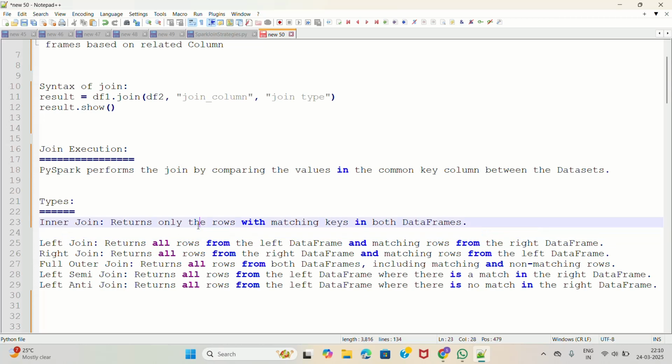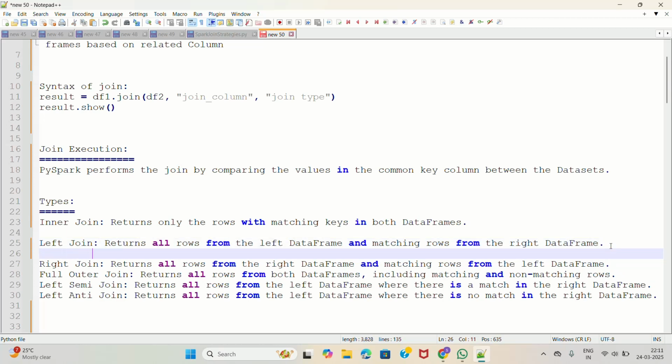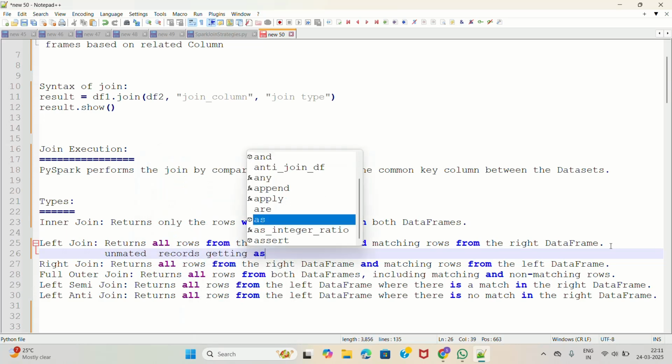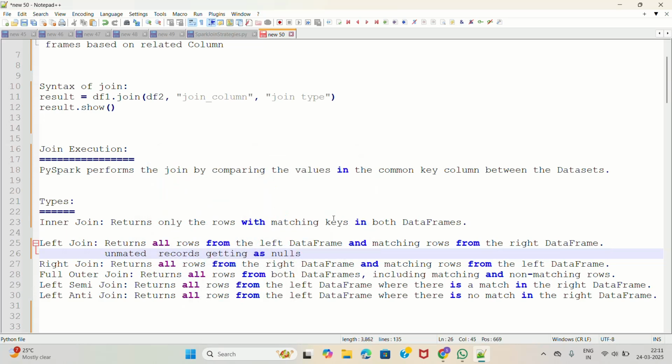Okay, and then after that, if you talk about left join, it returns all the rows from the left data frame and the matching rows from the right table. See here, it will fetch all the matching records from the left table along with matching records from the right table. Then what about the unmatched records here? The unmatched records we are getting as nulls here. Okay, this is the major syntax of the left join.